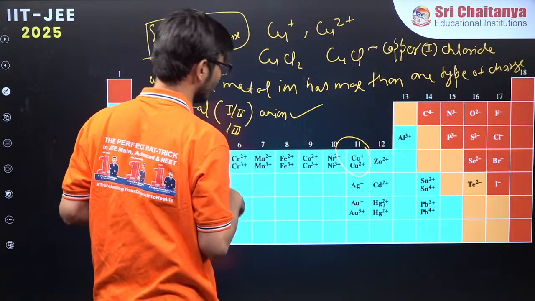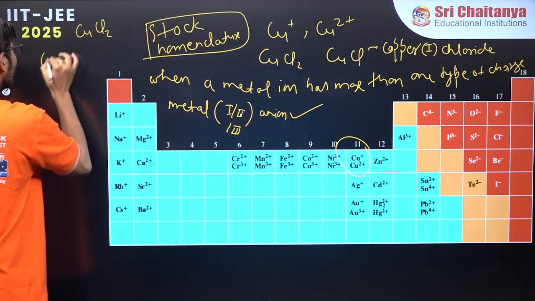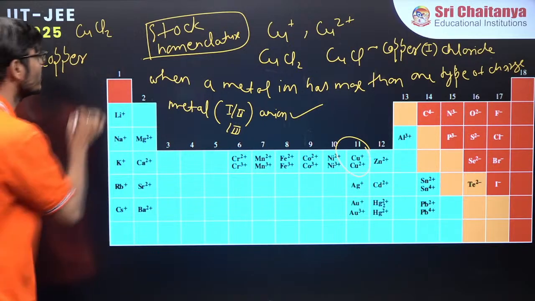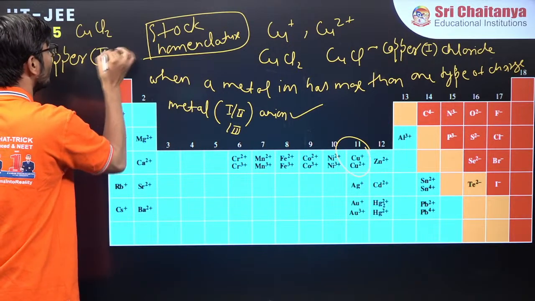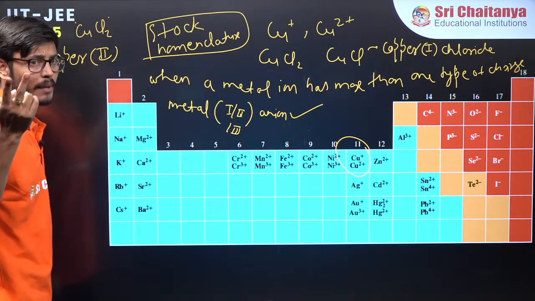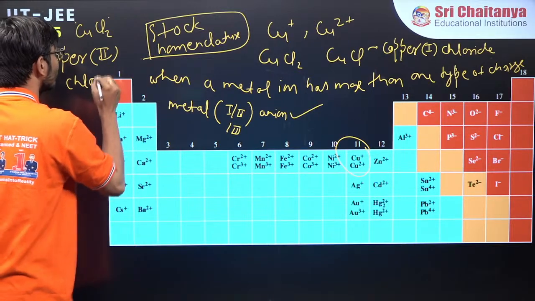Now, what about CuCl2? How would you write CuCl2? I will write it over here. CuCl2. Now, you write copper, and then copper 2, right? Because there are 2 chlorines, therefore 2 Cl minus, it should be 2 plus, isn't it? So copper(II) chloride. This is called stock nomenclature.